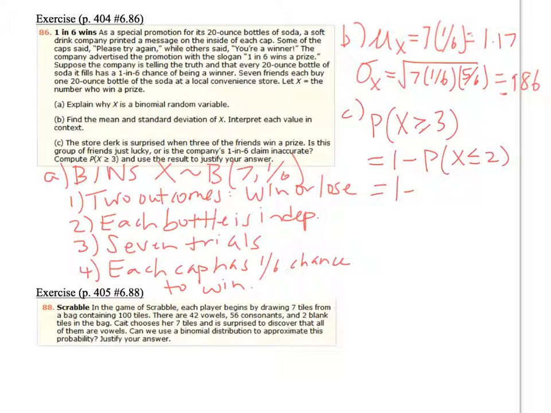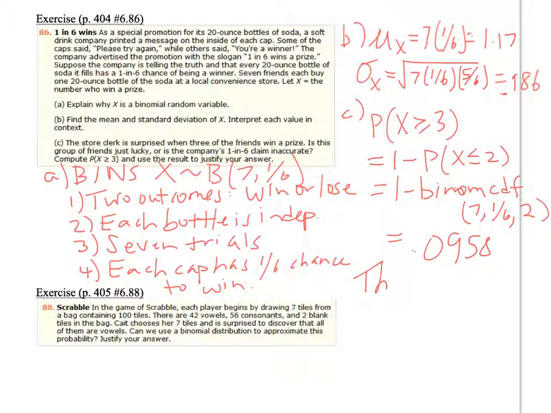So this is 1 minus the binomial CDF command. The prompts there are going to be 7, 1/6, and for the value of X, we're typing a 2. Let's calculate that. Okay, I got 0.0958. Then, should the store clerk be surprised? This is not surprising.